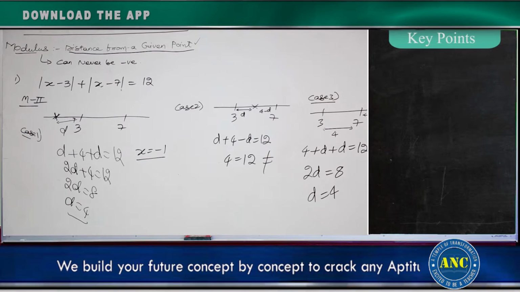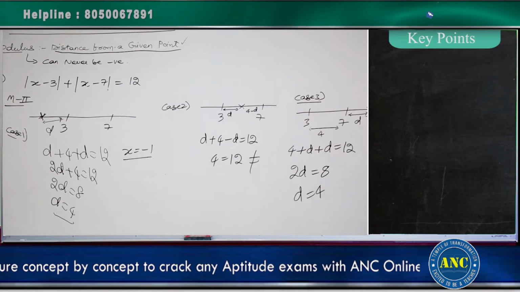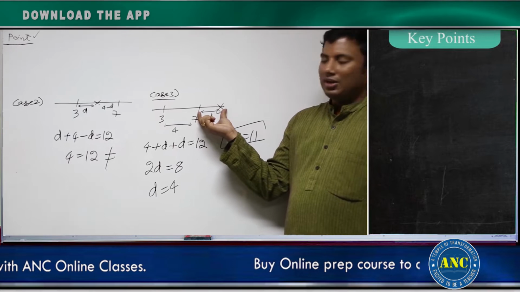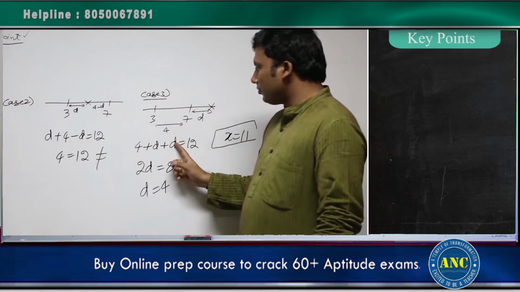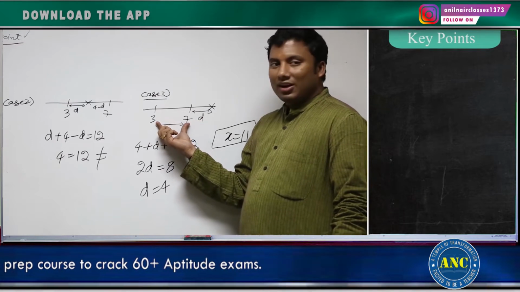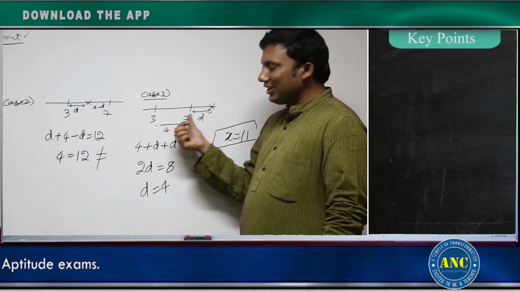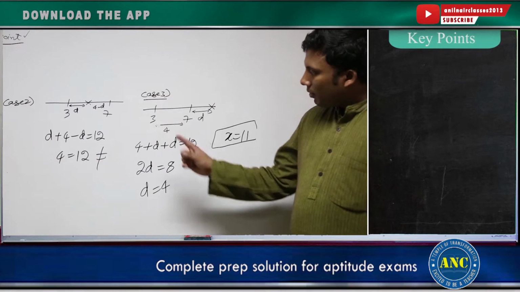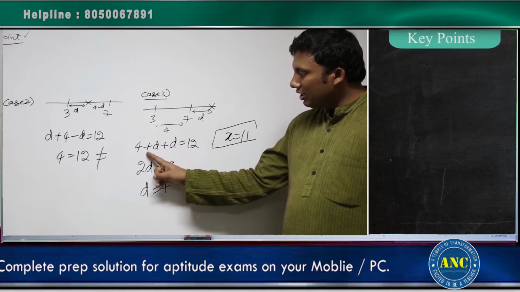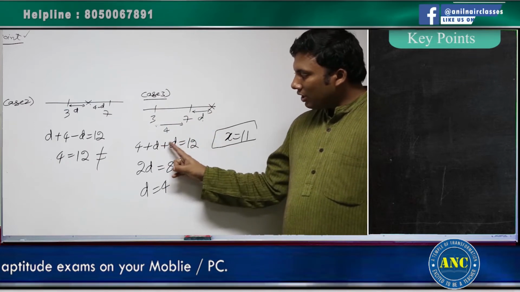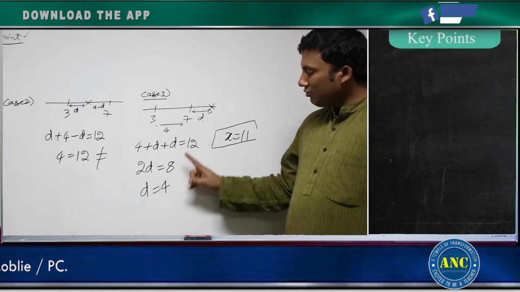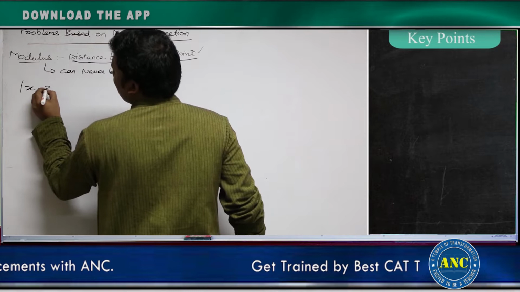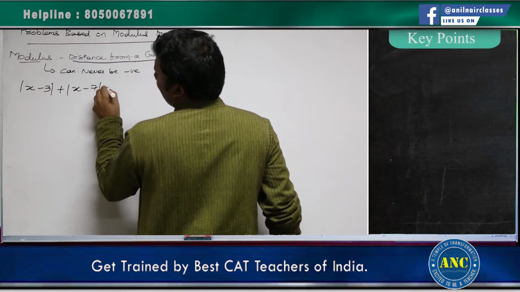Case 3. Now, case 3. To the right side of 7, there is a point. So I am taking this point. I am assuming its value to be d. If it is d, mod x minus 7 is d. Mod x minus 3 from here to here: what is this value? 4. What is this value? d. So total distance from here to here is 4 plus d. Mod x minus 3 from here to here is 4 plus d. Mod x minus 7 from here to here is d. 2d equivalent to 8. d equivalent to 4. The point is 4 units to the right of 7. 4 units to the right of 7 is 11. Mod x minus 3 plus mod x minus 7 equivalent to 12.